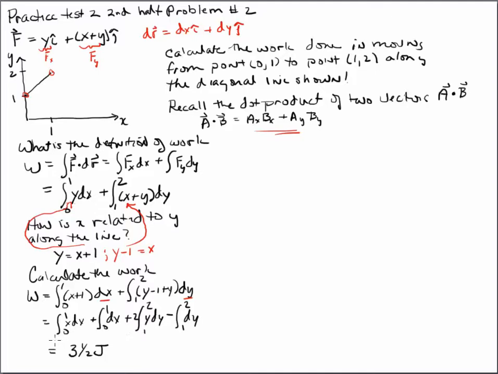Now let's go ahead and consider doing the integral. We integrate from 0 to 1 along the x-axis and integrate from 1 to 2 along the y-axis. And we get 3 1/2 joules.